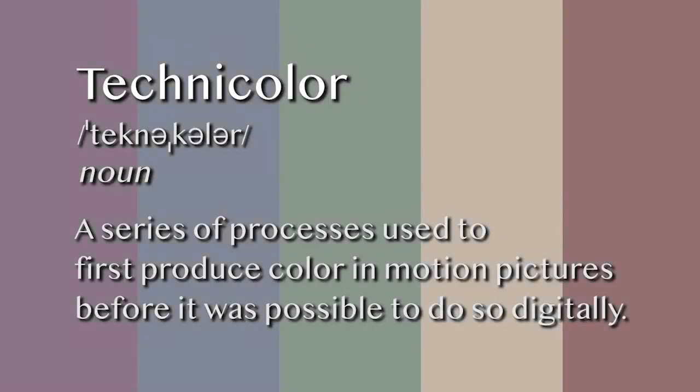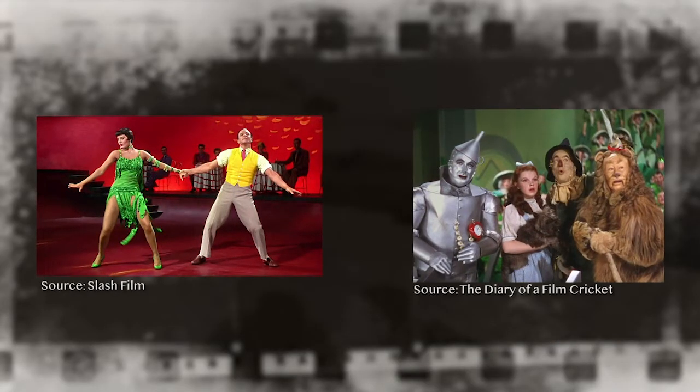Technicolor. Whether you knew it at the time or not, you've probably seen a Technicolor movie. Think Wizard of Oz, The Godfather, Singing in the Rain, etc. Technicolor is defined as a series of processes used to first produce color in motion pictures before it was possible to do so digitally. Technicolor changed the course of cinema forever with its bright and bold visuals, saturated to the point of near surreality. Let's quickly take a look into the actual process of creating a movie in Technicolor.